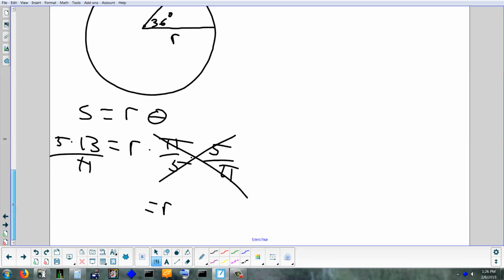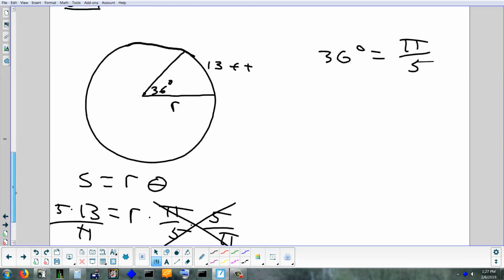And what's 5 times 13 give me? 65. Okay. And that's a radius. So do I need to put a label on that? Yes, a radius is a measure of how long something is. So we have to say how long it is. Feet in this problem.